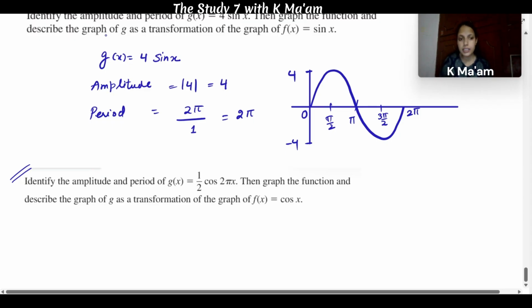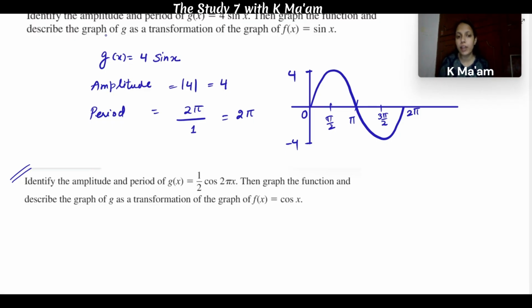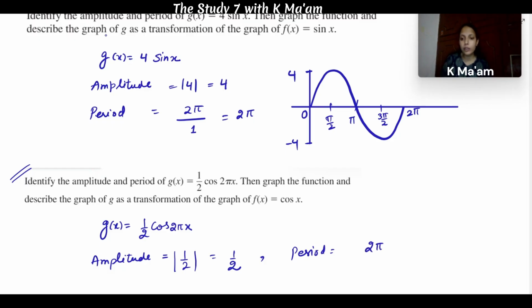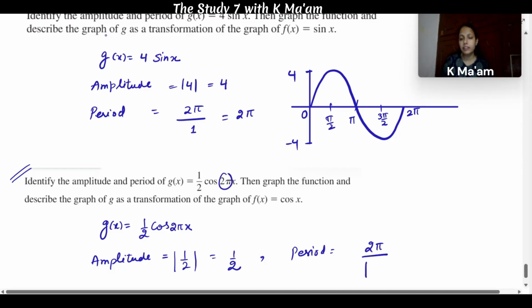So here's the next question. It says identify the amplitude and period of the function, then graph the function and describe the graph of g as a transformation. Okay. So your g of x is 1 by 2 cos 2 pi x. What is the amplitude? The amplitude of the function is the absolute value of 1 by 2, which is 1 by 2. Period of the function: period is 2 pi over the absolute value of this, which is also 2 pi. That means the period is 1.